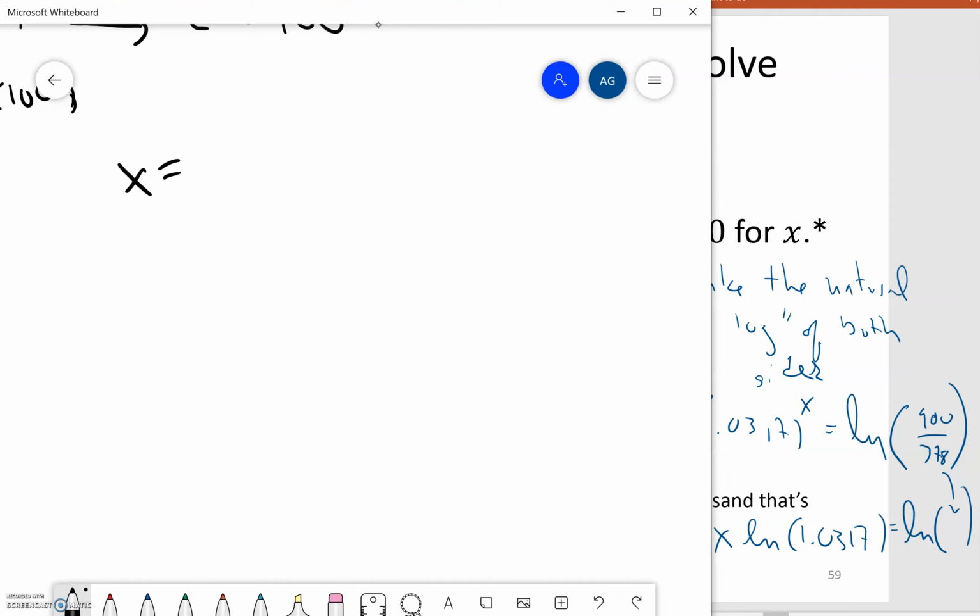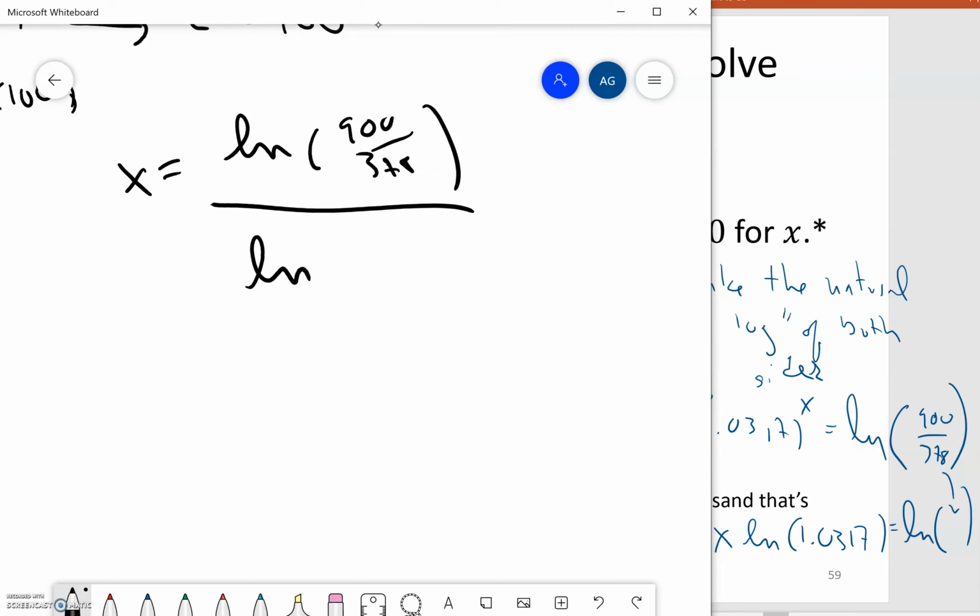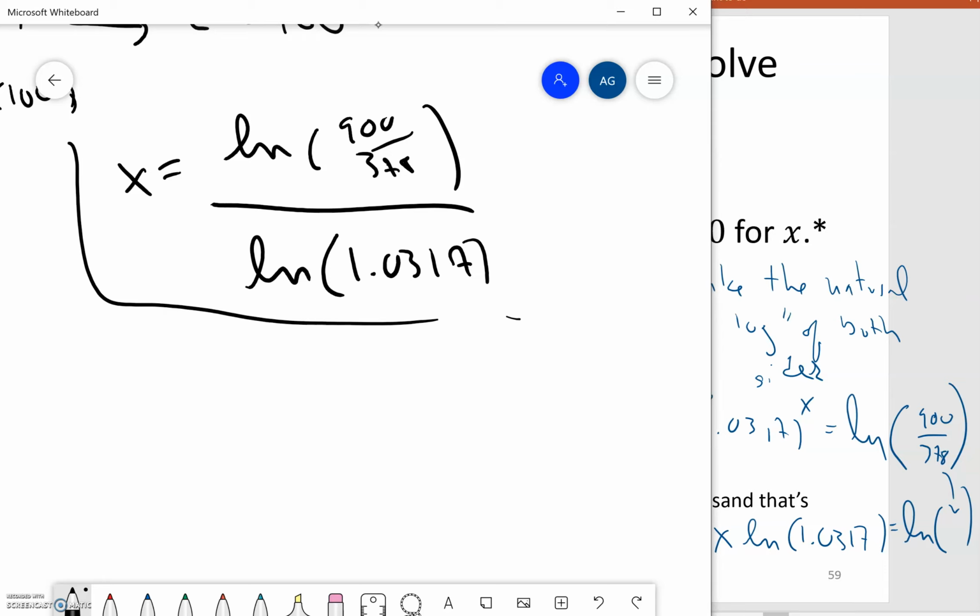So x equals ln of 900 over 378 divided by ln of 1.0317. Now, that is kind of a mouthful, and I've got to put all that in the calculator. You've got two natural logs in the numerator and the denominator, but that's it. So I'll actually calculate this. I'll put this in the calculator in the next video. So I'll pause the video here.